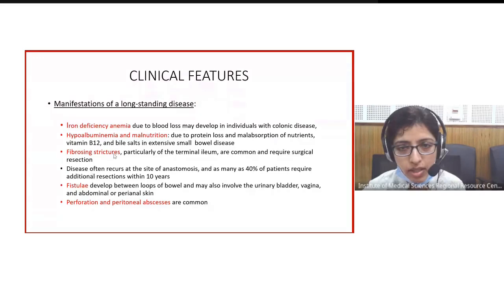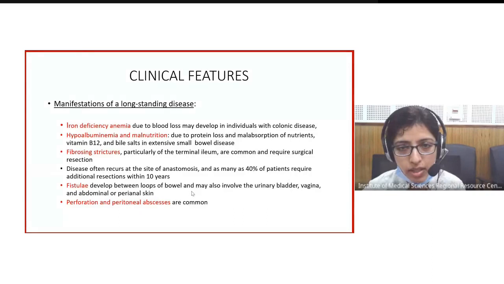Fibrosing strictures, as I have already told you, in long-standing cases, strictures will develop. So, especially in the terminal ileum, which is already a narrow segment, they're quite common, and sometimes surgical resection is required for these strictures because they may be obstructing. Disease often recurs at the site of anastomosis, and 40% of the patients require additional resections within 10 years.